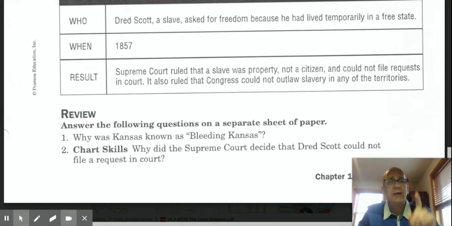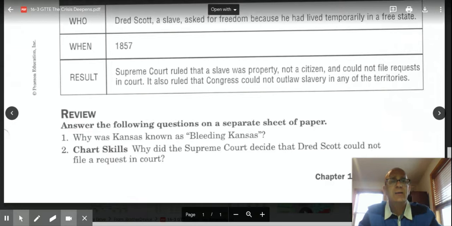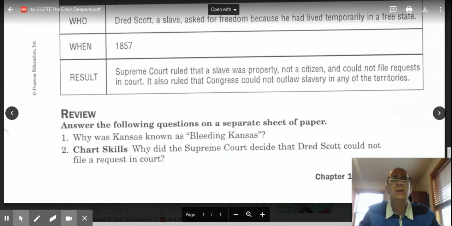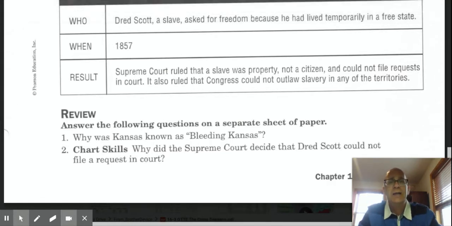And also, don't forget, study your vocab terms, which I've linked on the Schoology feed for this section, Chapter 16, Section 3. And also be sure to watch the supporting video clips on Dred Scott and on John Brown that I have shared as well. These are important video clips that supplement what we've learned today in our reading.